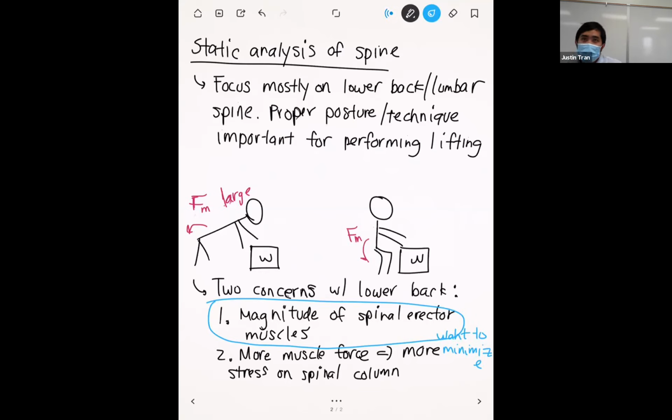Generally, the more load you can offload from your bones, the better it's going to be for your long-term health, because your muscles are a lot easier to heal than your bones are.